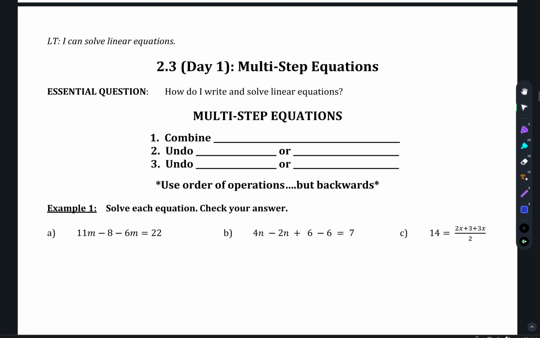Now we're talking about multi-step equations. So we're going to do pretty much what we've been doing for the last few days. We're just going to add some steps as we go. So for today, what we're going to have to do as our first step is combine like terms.